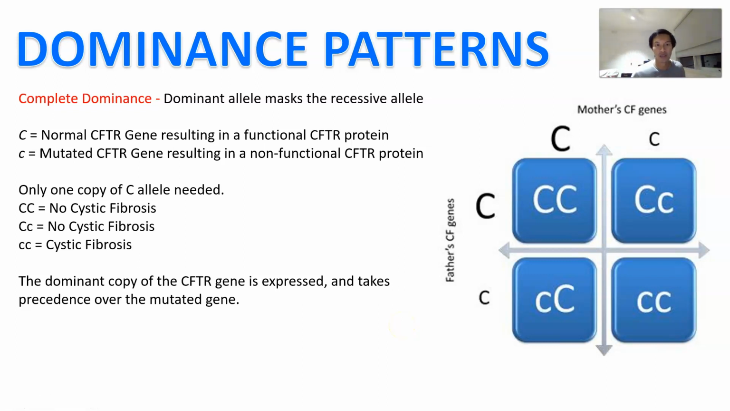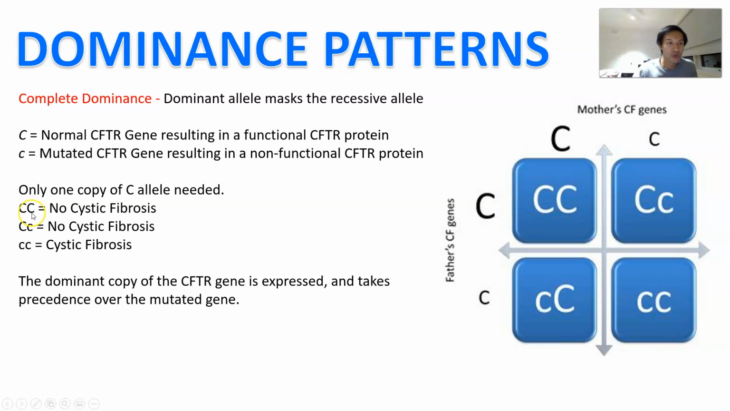When you have complete dominance, the dominant allele is going to mask the recessive allele. So for cystic fibrosis, right, a capital C is going to represent a normal CFTR gene. A normal CFTR gene means that you're going to get functional CFTR proteins along your plasma membrane. That's good. It means it works. If you have a mutated one, you have a recessive lowercase c CFTR gene resulting in a non-functional protein. Now, that means that in any individual, you can get one of 3 outcomes. You either have capital C capital C, capital C lowercase c, or lowercase c lowercase c. Remember, one allele is from mom, one is from dad, right?